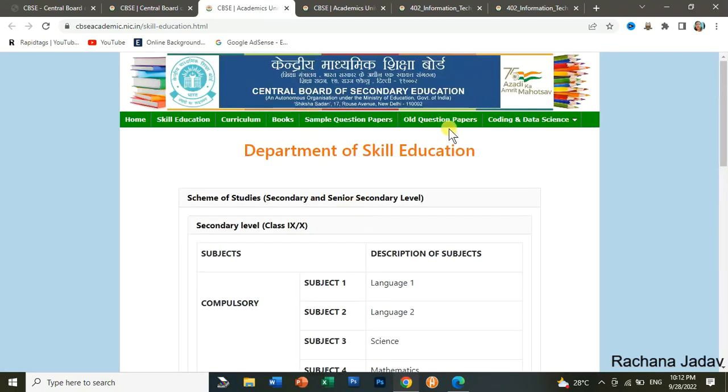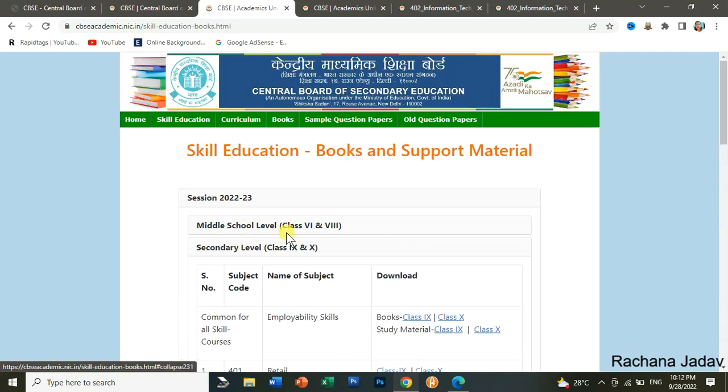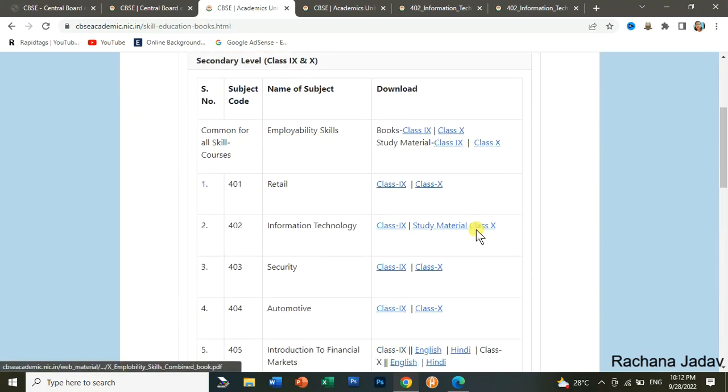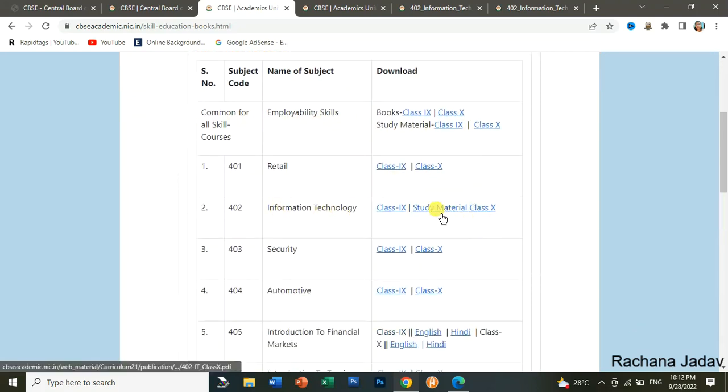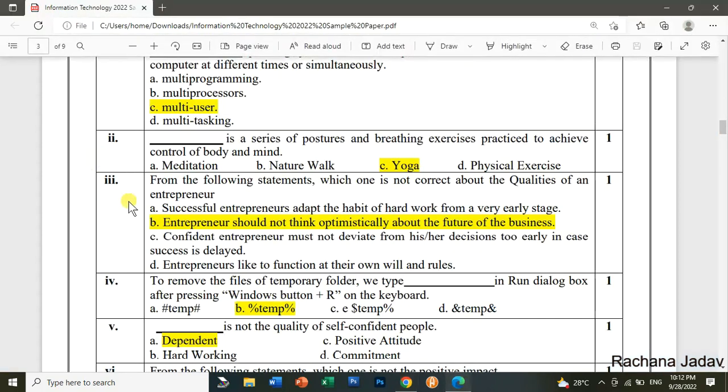Okay, now you can see here the books. See here the books which are available. You can also get the link. आपको लिंक मैं दे दूंगी. इंफॉर्मेशन टेक्नोलॉजी का ये देखिए 9th and 10th का स्टडी मटेरियल and your employability skills which is there in part A. So class 9 and 10 you can get it over here. Okay, now let's go to the paper again.